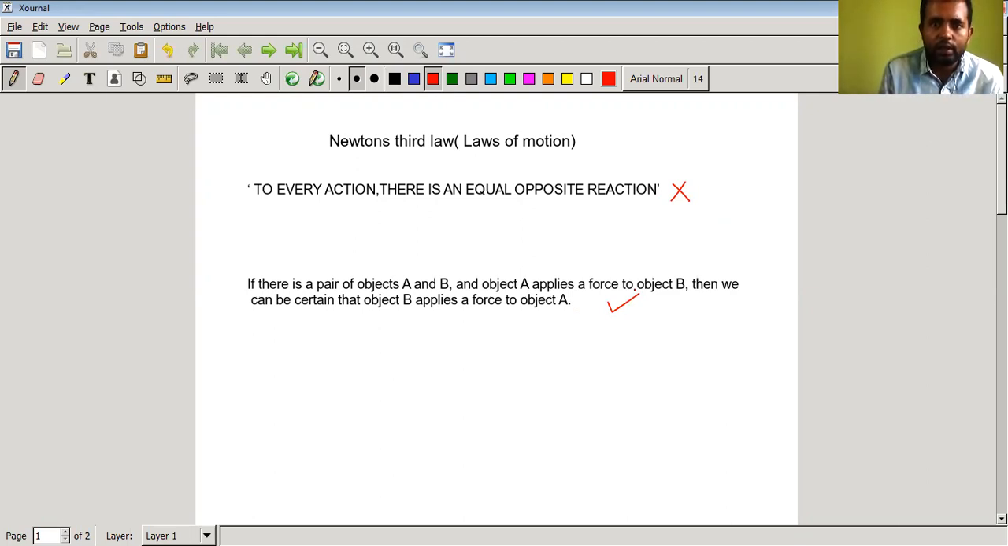So in this way we are going to define that if there is a pair of objects A and B, A applies a force to B, and then we can be certain that B applies a force to A. Okay, now let us make it more concrete.